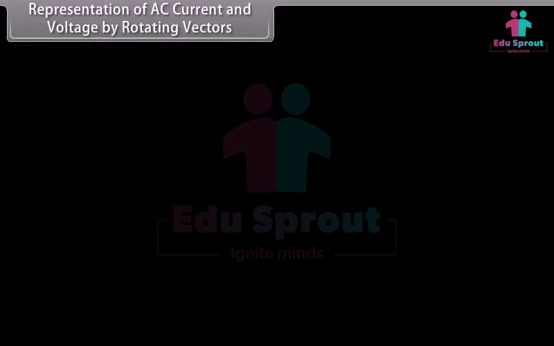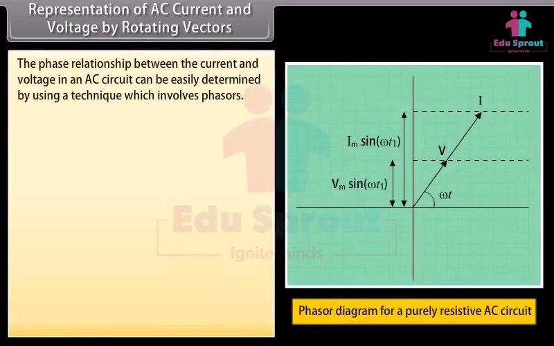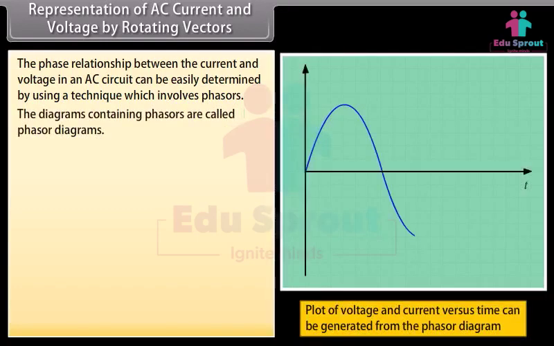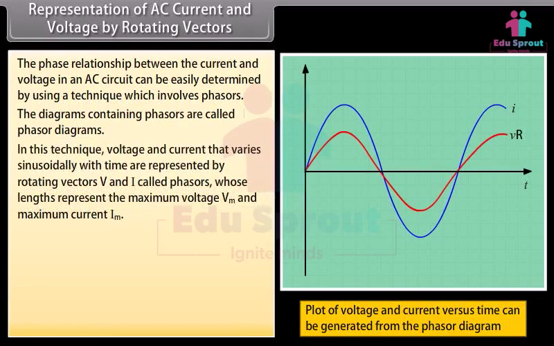Representation of AC current and voltage by rotating vectors. The phase relationship between the current and voltage in an AC circuit can be easily determined by using a technique which involves phasors. The diagrams containing phasors are called phasor diagrams. In this technique, voltage and current that vary sinusoidally with time are represented by rotating vectors V and I called phasors, whose length represents the maximum voltage Vm and maximum current Im.